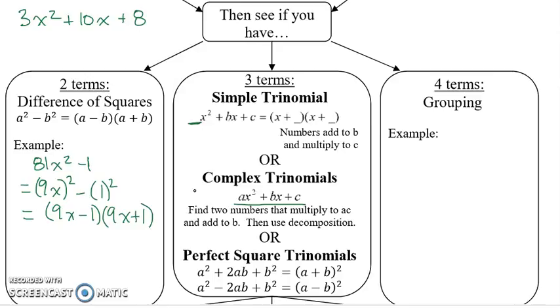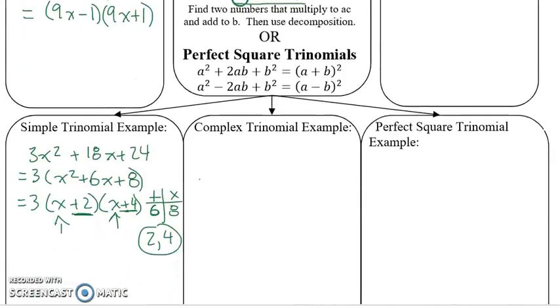So this is actually a complex trinomial. You go down to the equation of the complex trinomials, we have an a term, and that a term in front of the x squared is 3. So let's fill that into the example below.